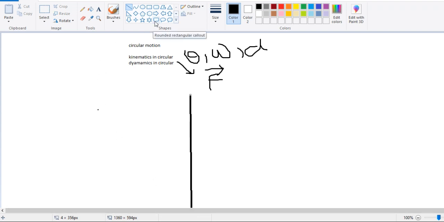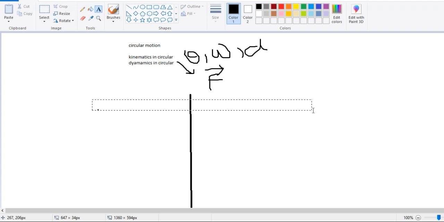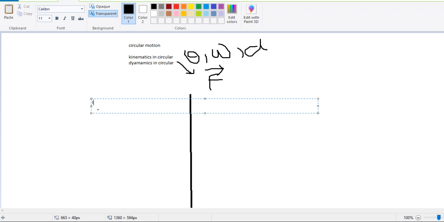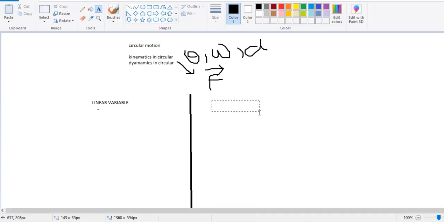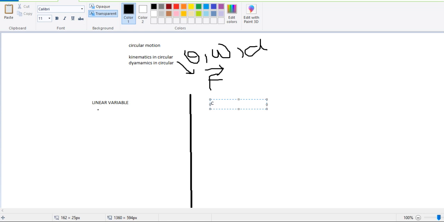The first thing we're going to discuss is the important terminologies related to the linear variables. First is the linear variable, and then the circular variable. Here I'm going to write it. If the spelling is not right, you can correct it by yourself. Let me write it again.